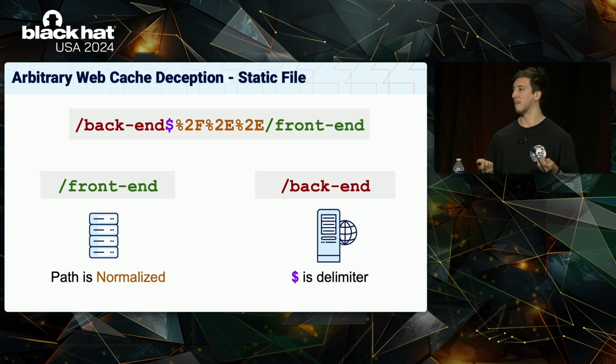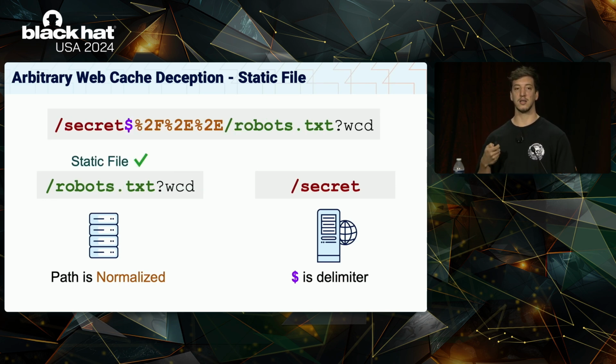So basically, the first part of the URL is going to be used in the back end because of the delimiter, and then the last part is going to be used in the front end because of the normalization. So if we try to steal secrets, then we can use robots.txt to store this. Basically, we will send a request that is going to be interpreted as secret in the back end, and is going to be interpreted as robots.txt in the front end.